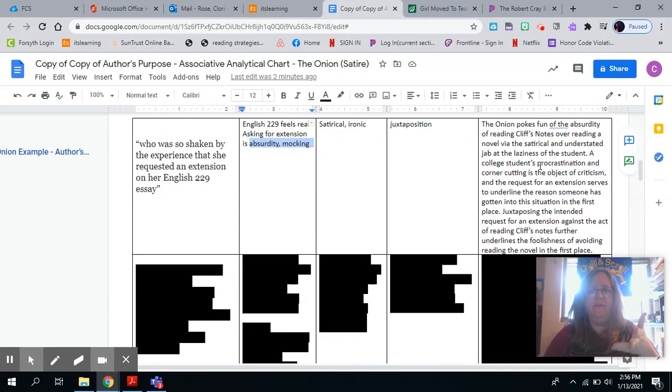So here's my analytical thinking about it. The Onion pokes fun at the absurdity of reading Cliff's Notes over reading a novel via the satirical and understated jab at the laziness of the student. A college student's procrastination and corner cutting is the object of criticism, and the request for an extension serves to underline the reason someone has gotten into this situation in the first place. Juxtaposing the intended request for an extension against the act of reading Cliff's Notes further underlines the foolishness of avoiding reading the novel in the first place.